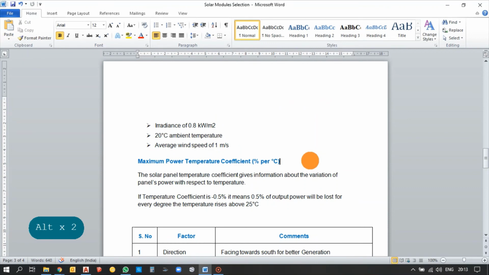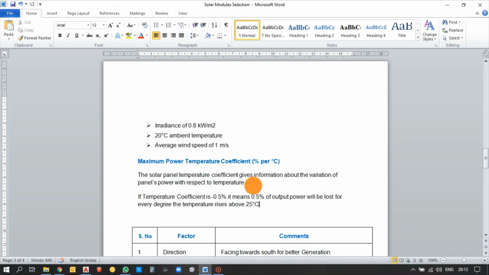And next thing is the maximum power temperature coefficient. What is the maximum power temperature coefficient? I told you whenever there is a rise in temperature after 25 degrees Celsius, you will have a drop in performance of the solar module. So what percentage of drop will you be expecting from the module? This factor defines the percentage of drop.